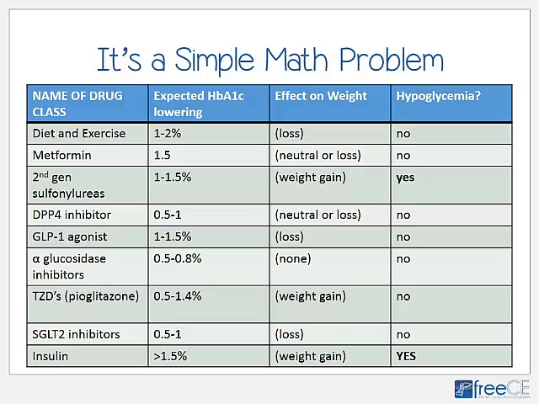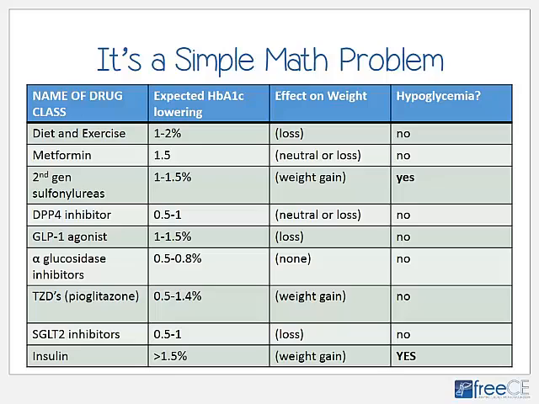However, it's going to cause the most weight gain. The effect on weight is going to be weight increases for our insulin and our second-generation sulfonylureas. That only stands to reason because the second-generation sulfonylureas are pushing more insulin out of the pancreas. More insulin equates to more weight gain.